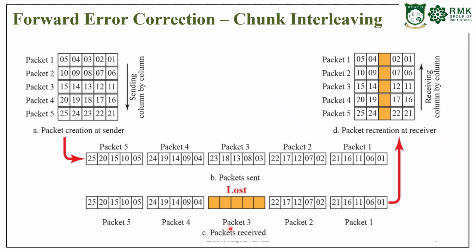Now if you observe the diagram below this, let us consider the third packet is lost or corrupted. At the receiver's end, we can observe that all the packets have been transmitted, and you can observe the third column that is lost. So in this case, one chunk in each packet is lost. That is the concept we have to take into consideration. In one packet, one chunk is lost. This is not going to create a major data loss at the receiver's end. This concept is called chunk interleaving.